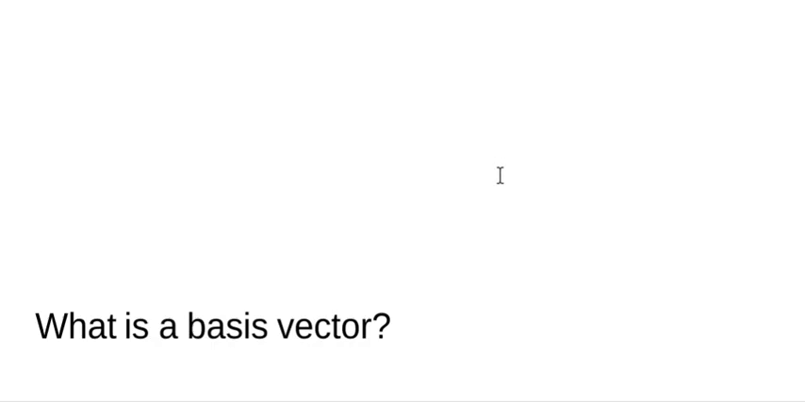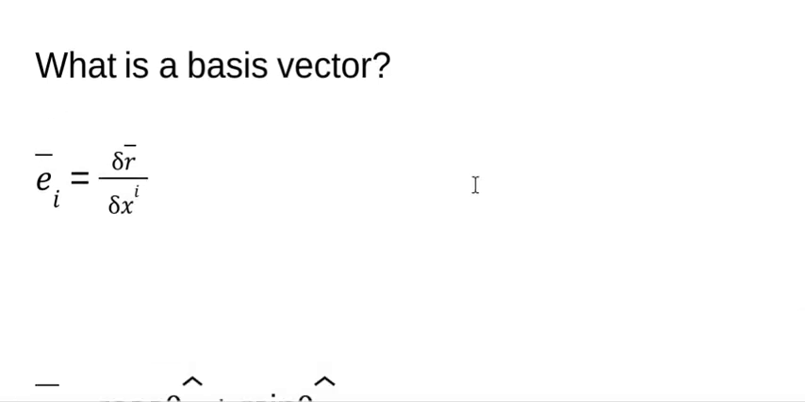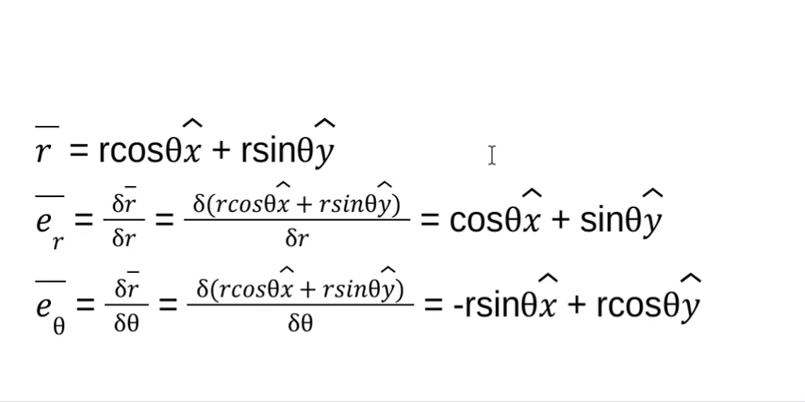What is a basis vector? A basis vector is the partial derivative of a vector with respect to a coordinate. A perfect example is in plane polar coordinates. If I define a position vector of the polar coordinates superimposed on a Cartesian plane, I get this expression. I differentiate it with respect to r, I differentiate it with respect to theta, and I get two basis vectors, right?